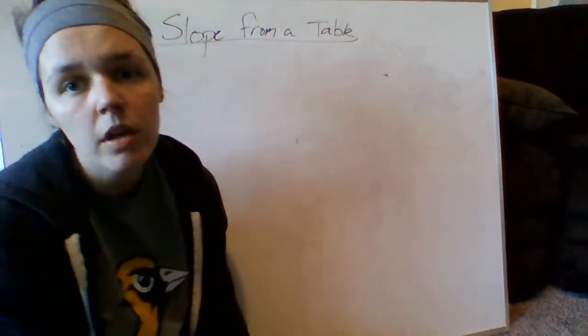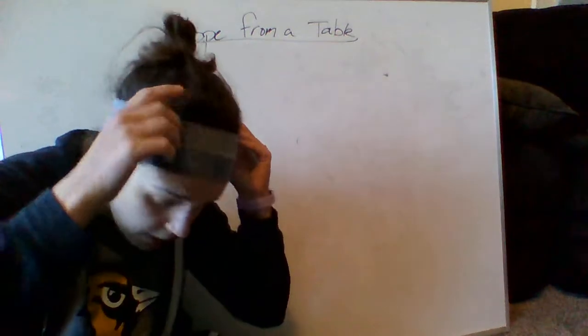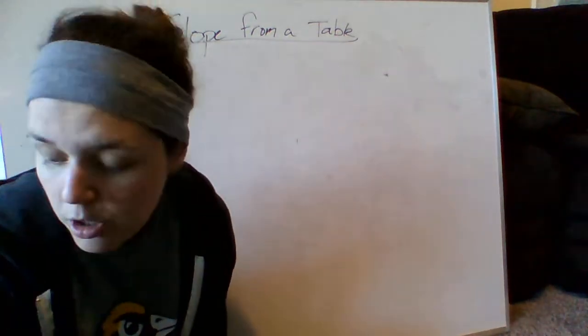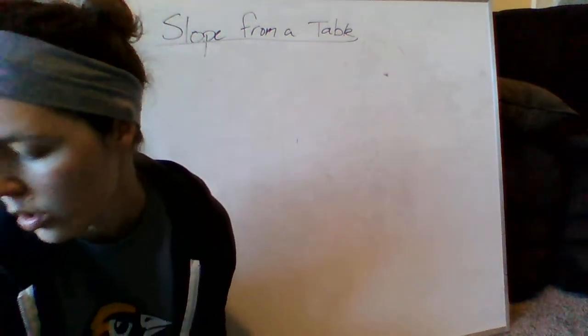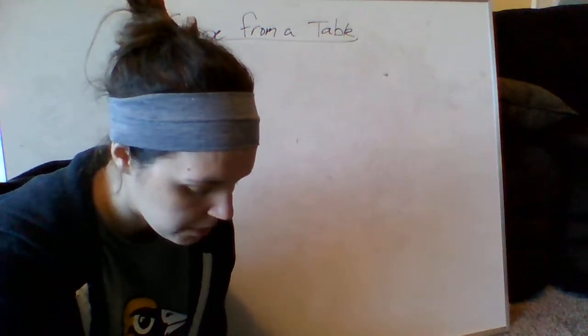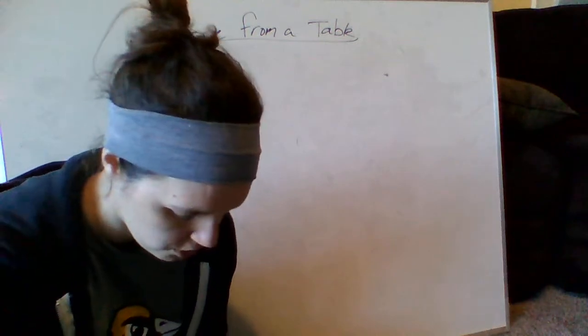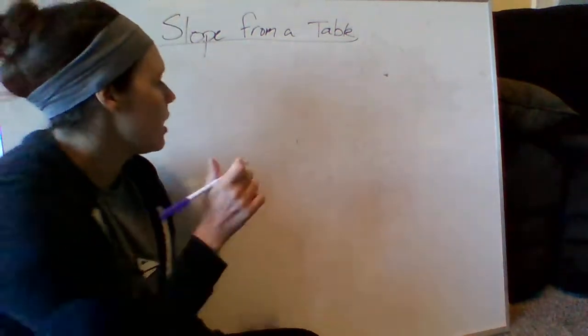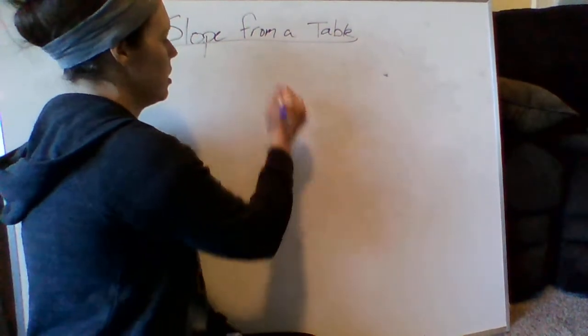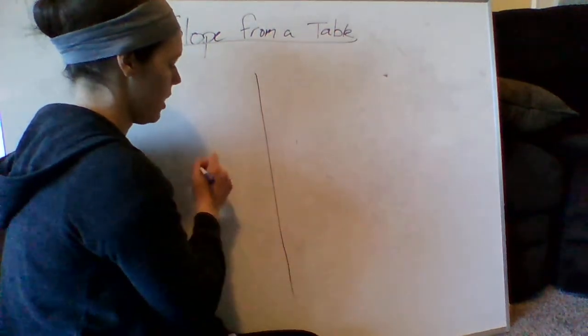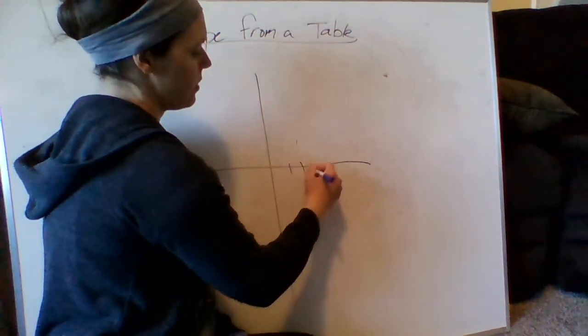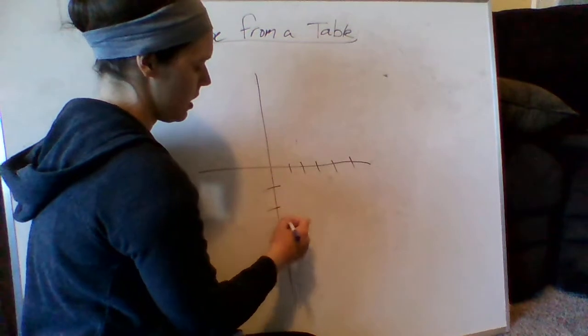Alright, today we are going to do how to find slope from a table. So when we have coordinates from a graph, we can put them into a table. But let's start with our graph. Let me draw a graph here. I'm going to put 5 tick marks on each side just to keep it easy.